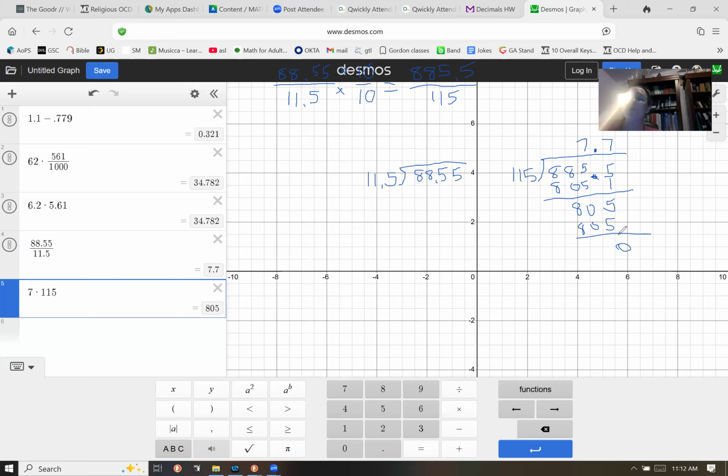If there was a remainder, here you would put a 0, bring it down, and continue saying how many times does 115 go into that number, and so on. And then if you wanted to stop at some point, you can take your remainder and put it over 115. But for purposes of this class, you are allowed to just do it on Desmos and take your 88.55 divided by 11.5 and get 7.7.